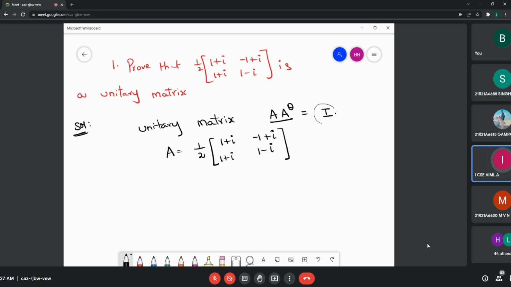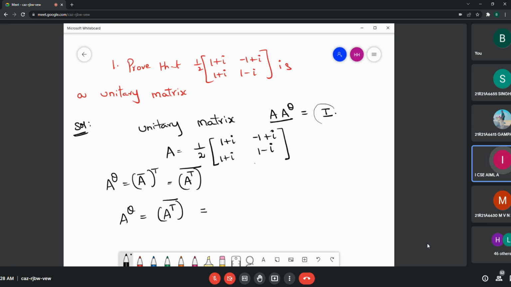First, the A^θ. We know what A^θ is. A^θ is equal to the conjugate of A whole transpose, or the transpose of A whole conjugate. Both are the same, so we will get the same result either way. So now I am taking A^θ equal to A transpose whole conjugate.